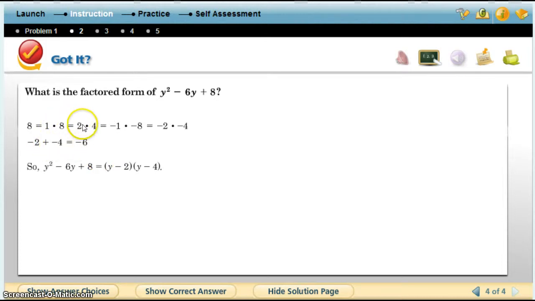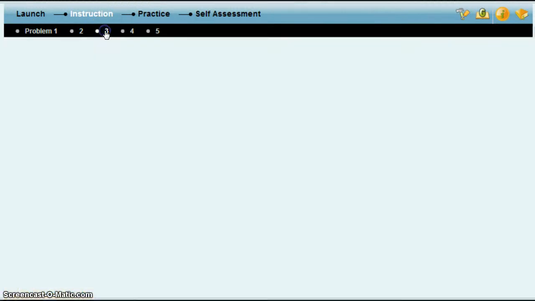And here they did list all the positive factors of 8 and the negative factors of 8, but only the negative 2 and negative 4 work for the sum of negative 6. So there's your solution. All right, so let's look at another example.